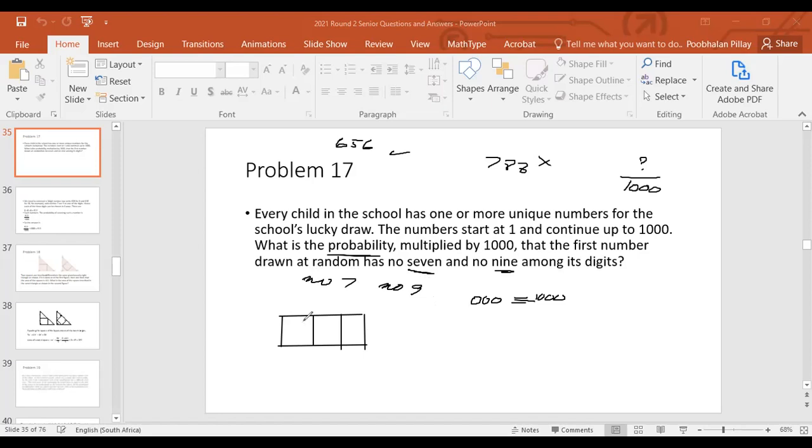Now, you can choose the first number in 10 different ways generally, 0, 1, 2, up to 9. But we're not allowed to put 7 and not allowed to put 9. So we can choose the first number in 8 different ways.